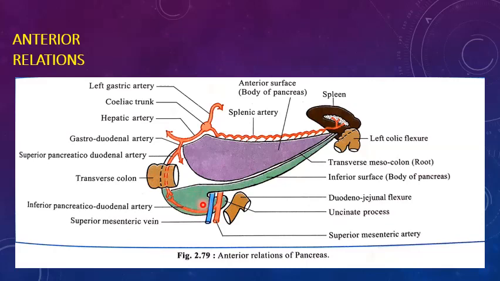And this surface anteriorly it is related to coils of jejunum. Now here this concavity of the duodenum we will see, then the fourth part of the duodenum will continue as jejunum.